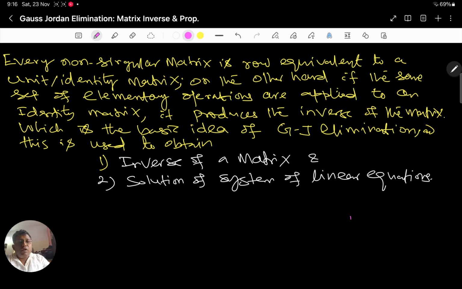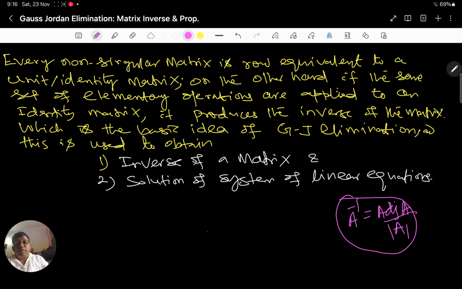If you recall your previous knowledge of your higher secondary, what is A inverse? It is your adjoint A divided by your determinant of A. So this is the aspect here, but here we want to solve it by using the Gauss-Jordan elimination.